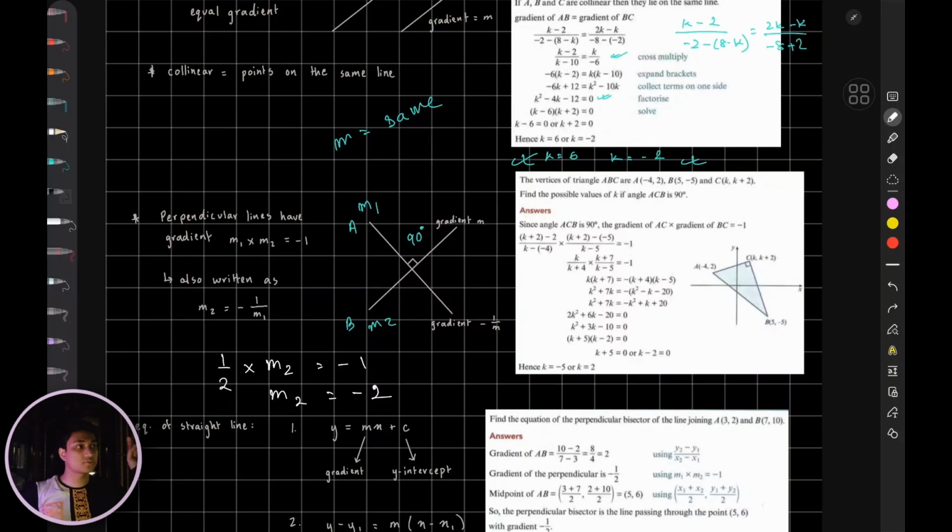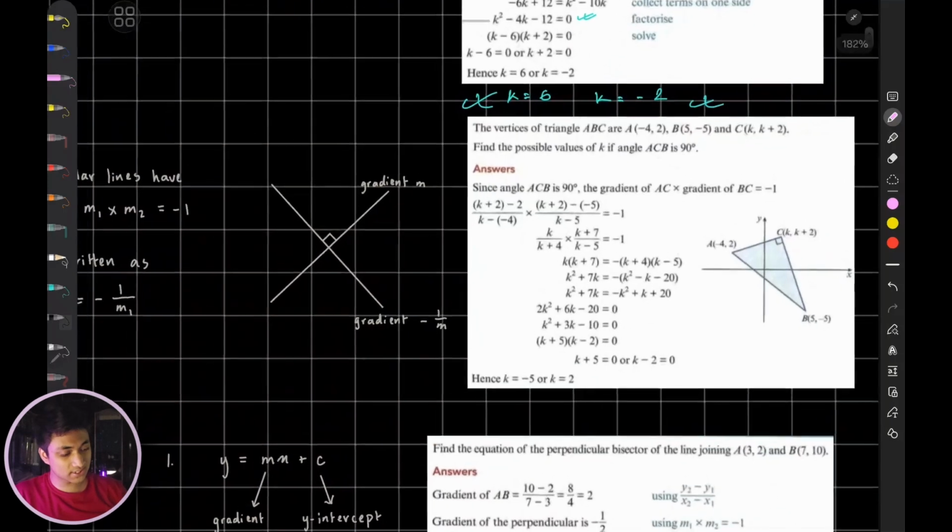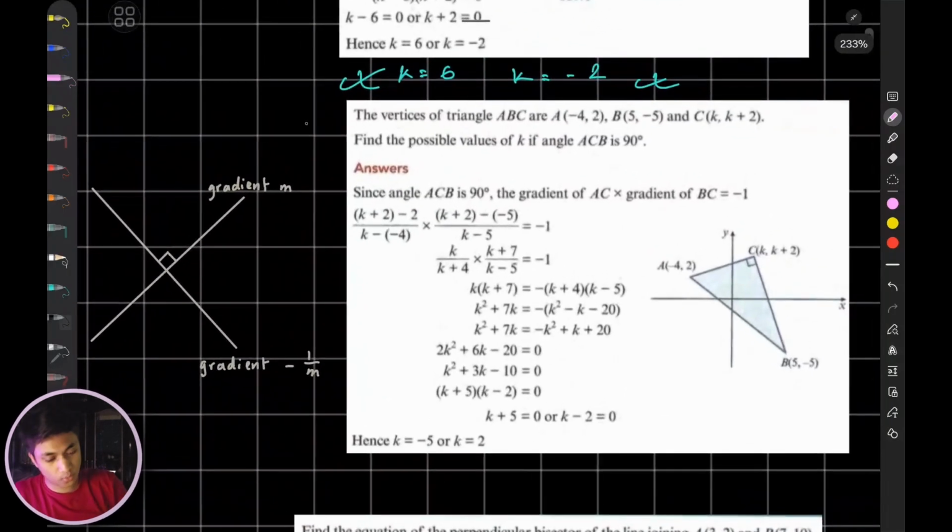So if the gradient was minus 3, the perpendicular will have a gradient of positive 1 by 3. So take a bunch of examples and see if you can easily find the gradient of the perpendicular line in your head. Now we can use this idea to solve a few questions.